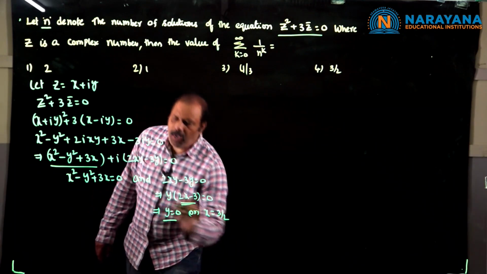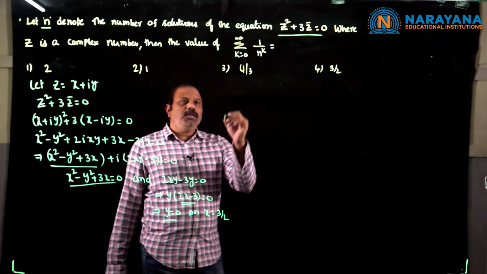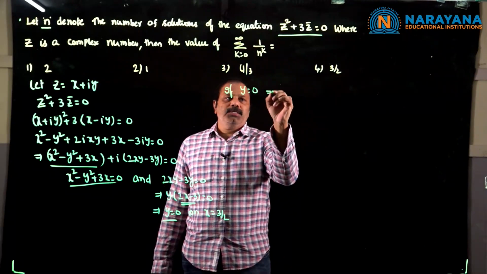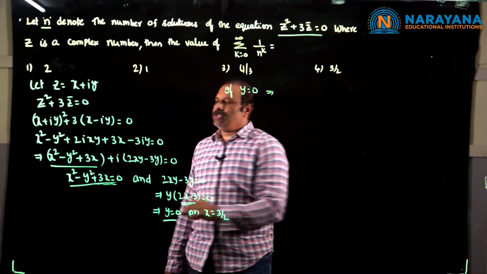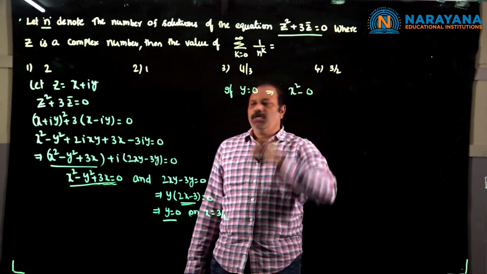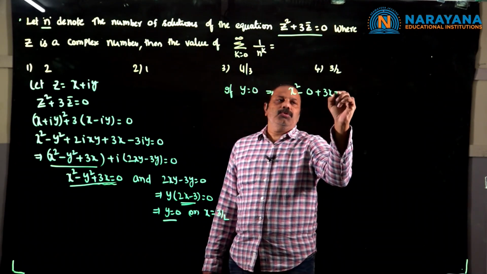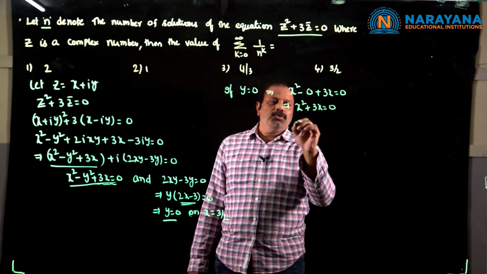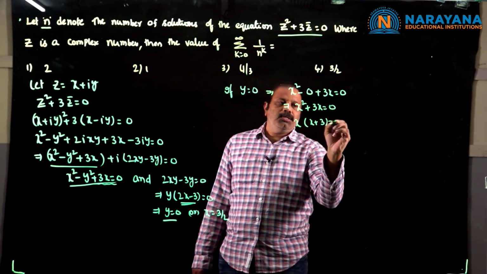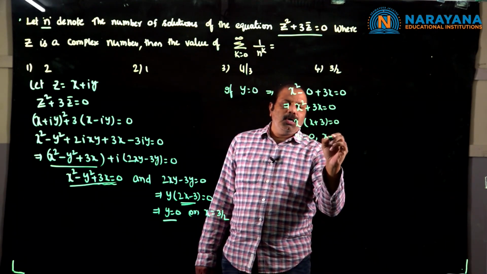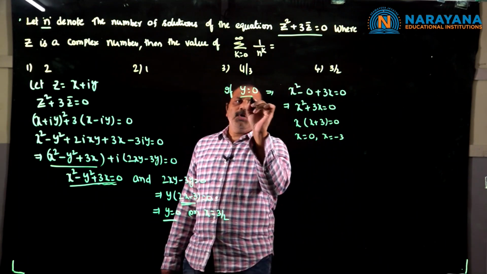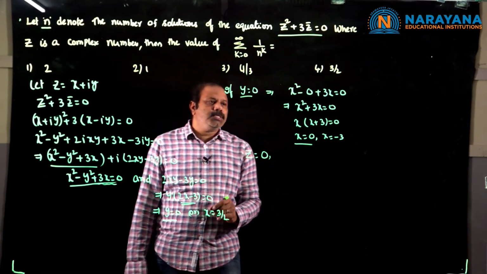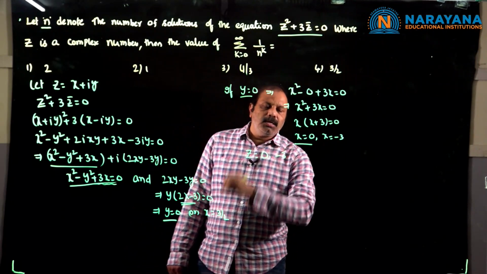Let us put these two values in the first expression. If y is equal to 0, let us see this equation: x squared minus y squared plus 3x is equal to 0 implies x squared plus 3x is equal to 0, x into (x plus 3) is equal to 0, x is 0 or x is equal to minus 3. Whenever y is equal to 0, x is 0 or minus 3. Therefore, z is equal to 0 is one complex number and minus 3 is another complex number.